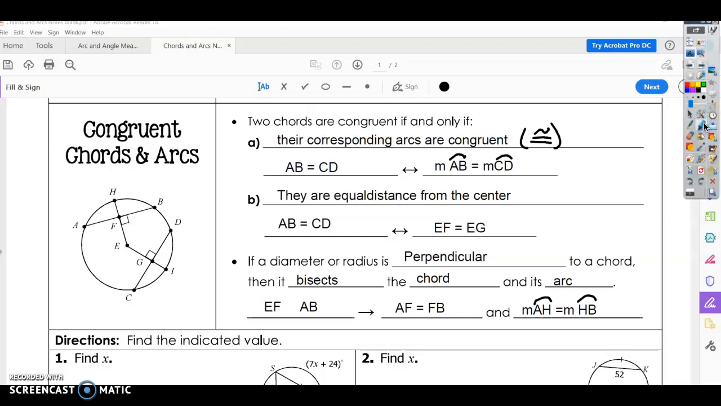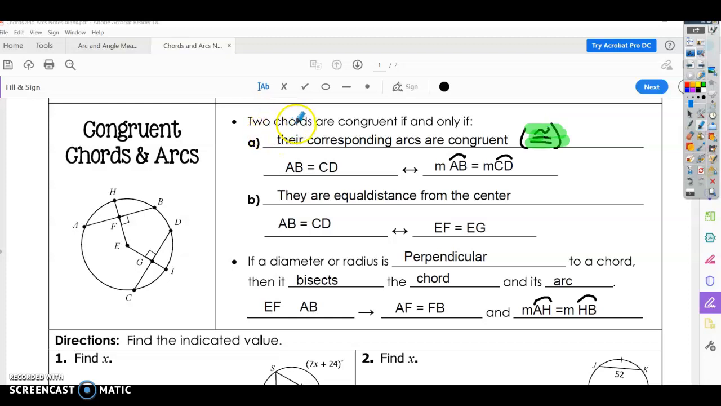All right, today we're going to talk about congruent chords and arcs. And congruent means equal to, if you remember from a previous class. This is the symbol for congruent, so I went ahead and put that on here. If you need to pause the video for a moment to fill in the blanks, please do so, and then when you're ready, push play.